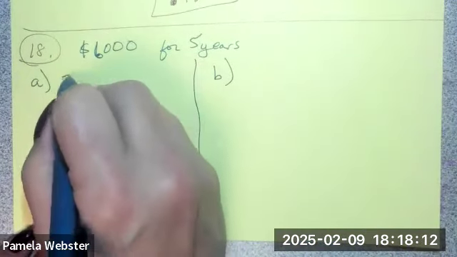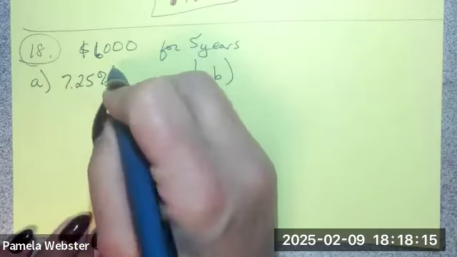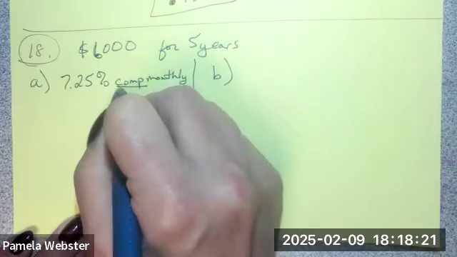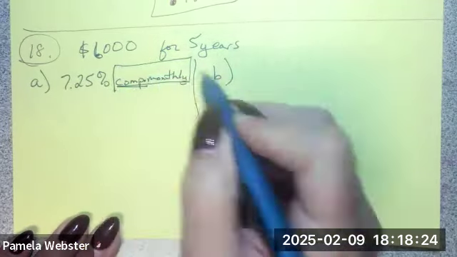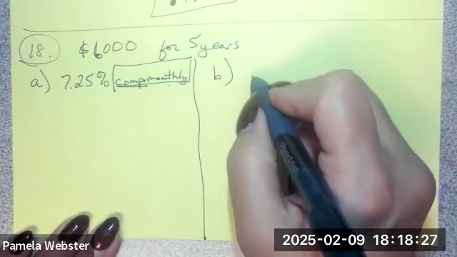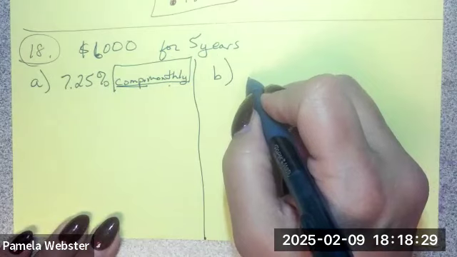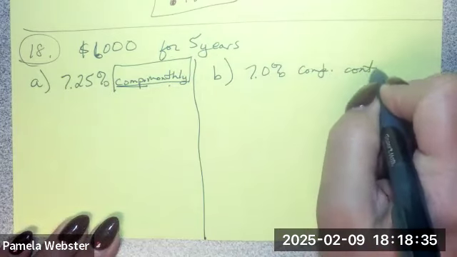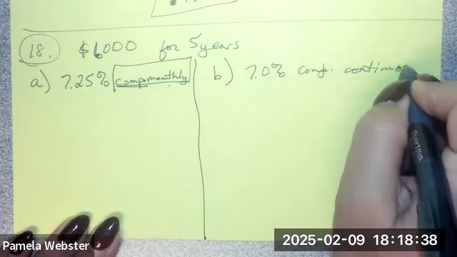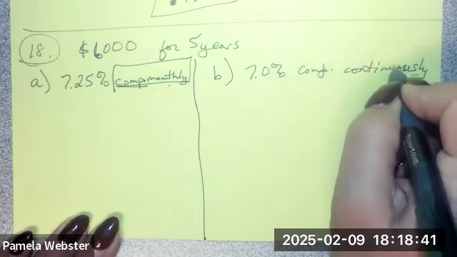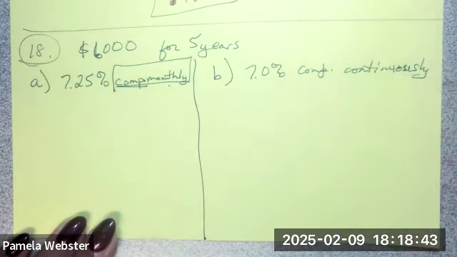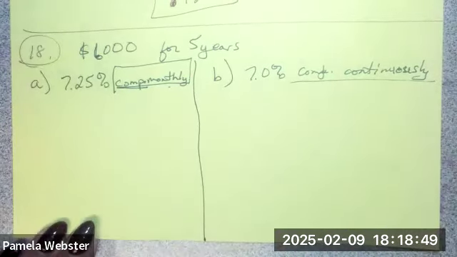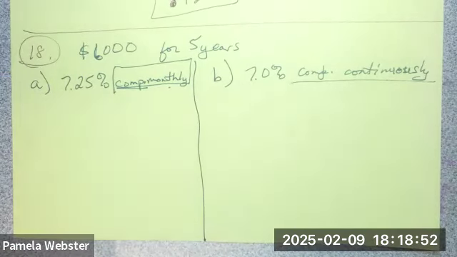A says we're going to do 7.25%, and it's going to be compounded monthly, which means what for the number of compounds in a year? 12, because there are 12 months, right? And then B says 7.0%, but it's going to be compounded continuously. Which means you're going to have to use PERT, right? So, two different formulas, use them, come back and see if you got the same answer as me.